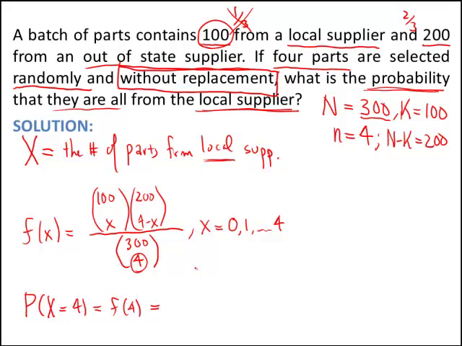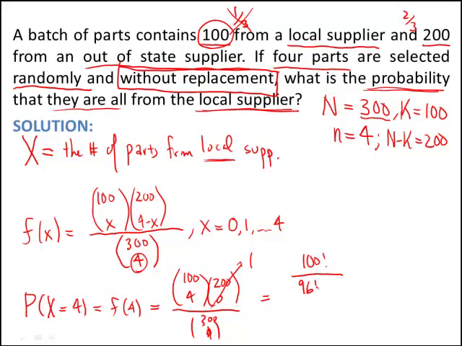Okay, so let's go ahead and put 4 into our hypergeometric. That's 100 choose 4, 200 choose 0, divided by 300 choose 4. Okay, and 200 choose 0 is just going to be 1. And so let's write out what the others are in terms of factorials. On the top we have 100 factorial divided by 96 factorial times 4 factorial. And on the bottom we have 300 factorial divided by 296 factorial times 4 factorial.